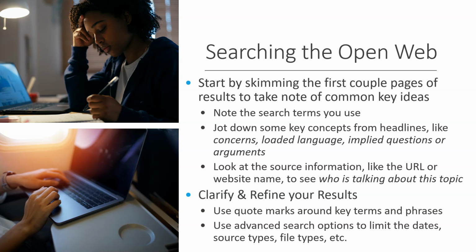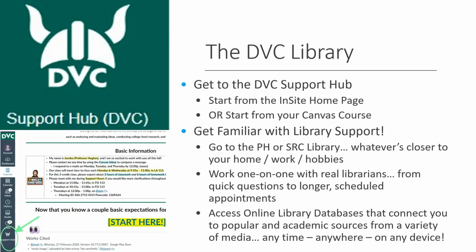Do that as a place to get started before you actually start choosing which sources you want. Then when you're ready to search in a focused way, use quote marks around your search phrases, because that makes sure the phrase, all as one, is included in the sources. You can also use advanced search options to choose what time range you want, and what source type or file type you want. So those are some tips for web research.